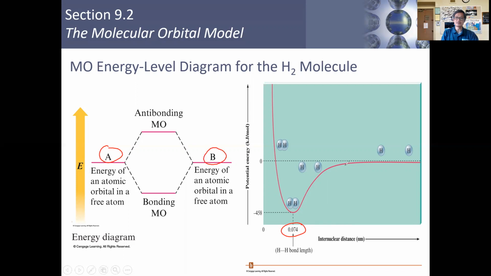Then you see that the energy diagram dips right here. This represents the bonding state, where these two electrons, which were separate, remember you have an electron here in the 1s orbital, an electron here in the 1s orbital, now sit in the bonding molecular orbital. This represents the bonding electrons falling into the bonding molecular orbital.